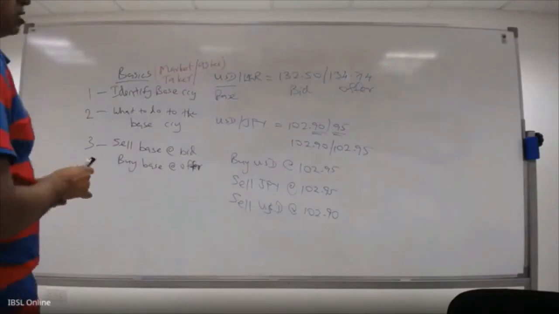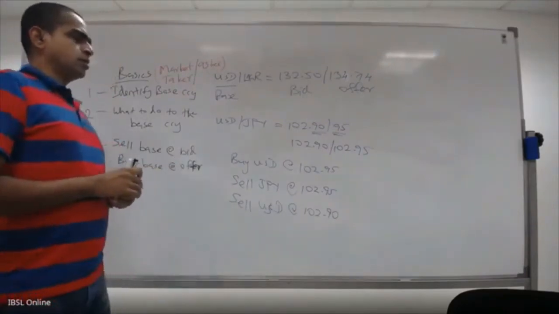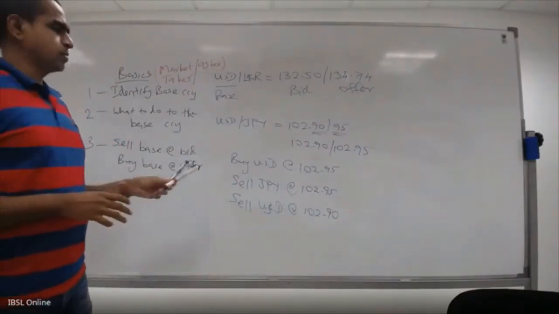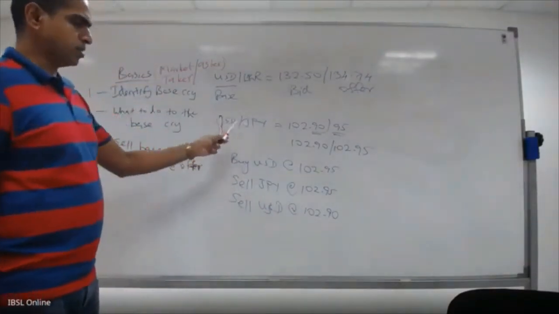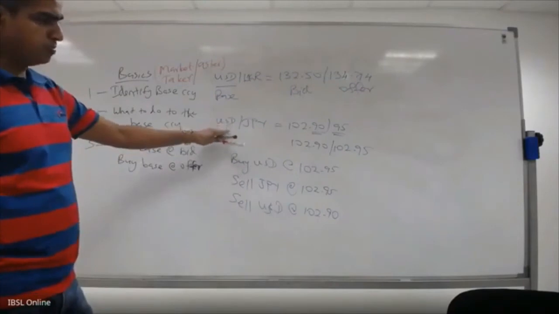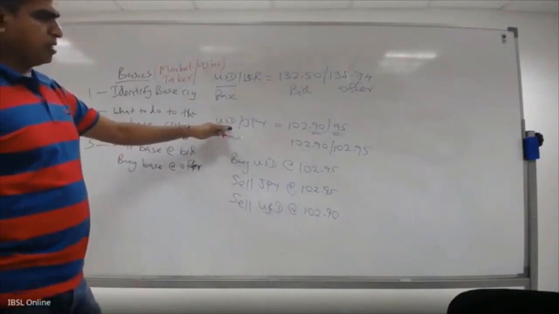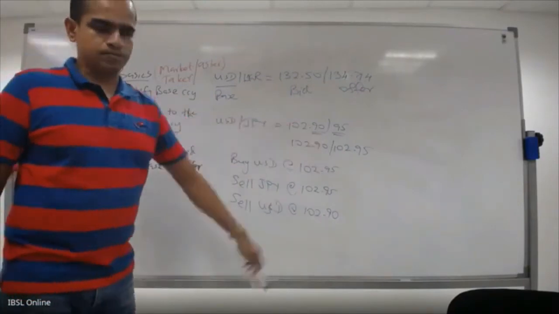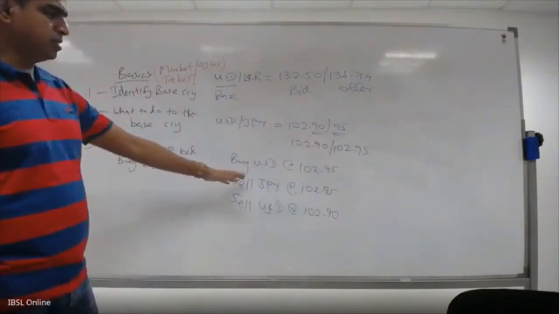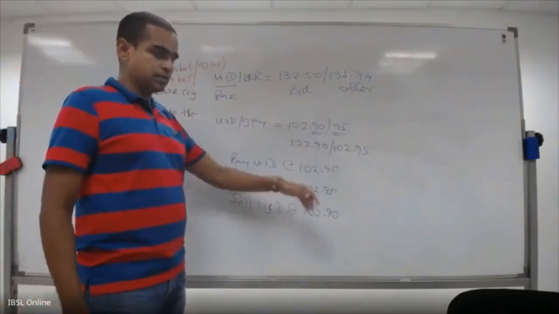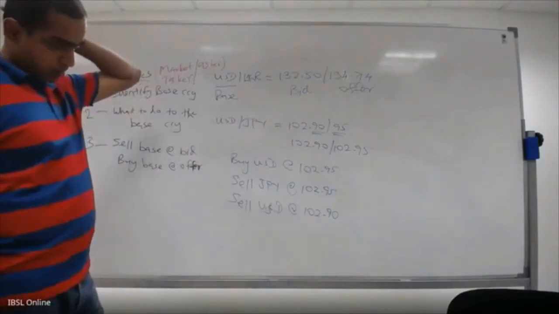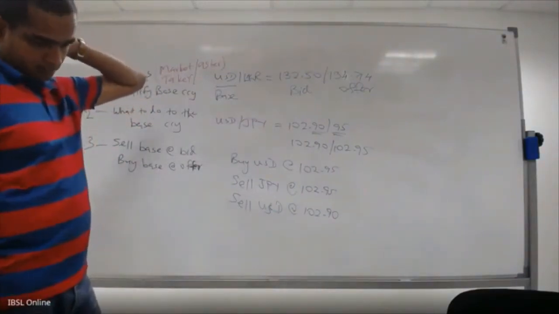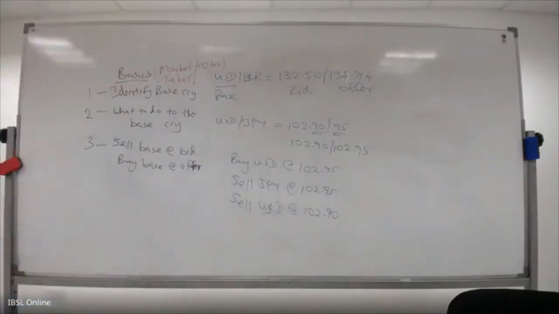If you are the asker, or taker, you can buy dollars at the offer. Dollar yen means the base currency is dollar. You can buy the base currency at the offer. Buy dollars means you're buying the base currency. In this case, dollar is the base currency, right? First question, you need to buy dollars. You are buying the base currency. You can buy the base currency at the offer.